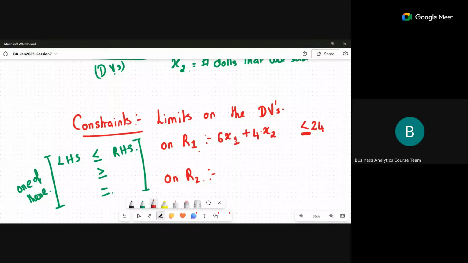Making sense? Sir, for a doll, you require only 1 unit of R1. Each doll requires 1 unit of R1. Okay, correct. So for every doll, I require 1 unit of R1, and for every car, I need 6 units of R1. So 6x1 plus 1x2 must be less than or equal to 24. Now you have a left-hand side where you have the decision variables, and the right-hand side, which is the limiting number, the RHS value, which is 24.